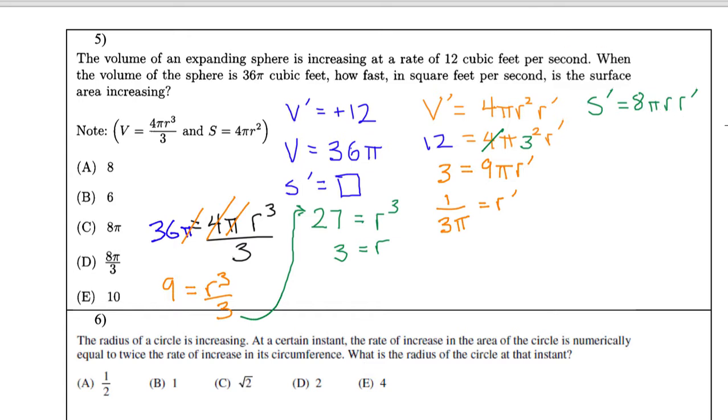So let's plug everything in. So we have now s prime, which we're trying to find, is equal to 8 pi times r. R is 3. Times r prime, and r prime is 1 over 3 pi. Lots and lots of things are going to cancel out. Pi on the top, pi on the bottom. 3 on the top, 3 on the bottom. S prime, therefore, is equal to 8. Correct answer is A.